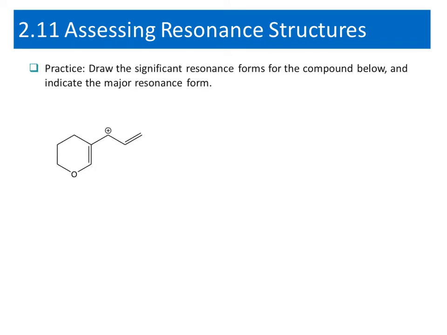In this practice problem, we are going to draw all the resonance structures for this compound here and indicate the major contributor. So I start by drawing the lone pairs of electrons. Oxygen has 2 lone pairs, so I draw them on oxygen. Then I need to recognize the pattern. By looking at this molecule, what I can recognize is this allylic carbocation. And I can move the pi bond to make a new pi bond.